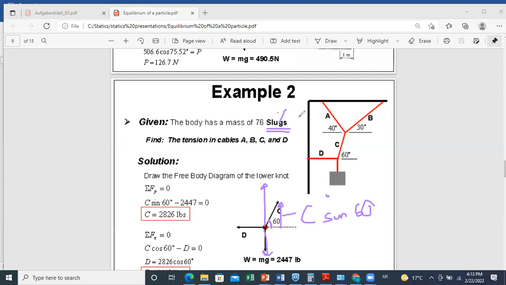In English system G is not 10, G is 32.2.